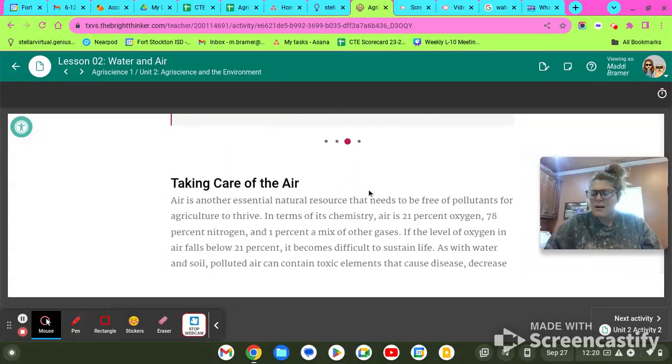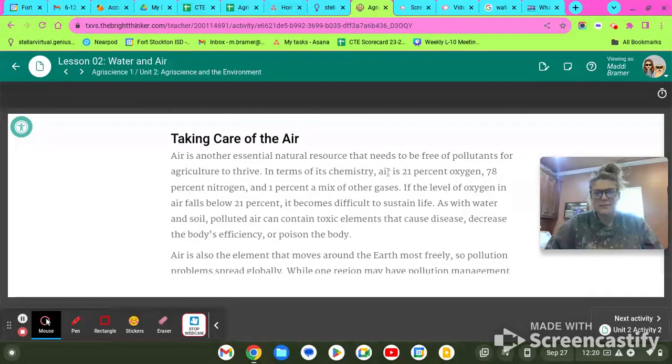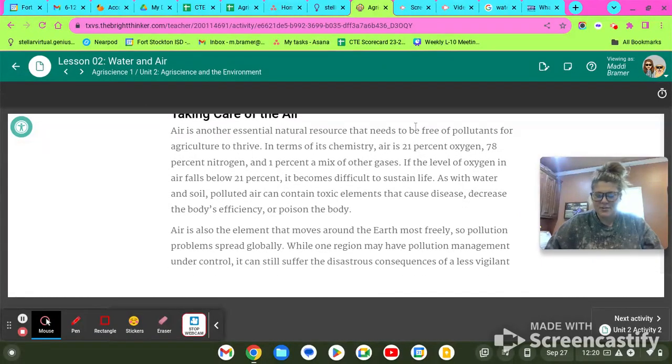So things to think of before you throw that piece of trash on the ground or dump that chemical on the ground: who else is this going to affect? So now we're moving on to air. Air is a huge natural resource that needs to be free of pollutants for ag to thrive.